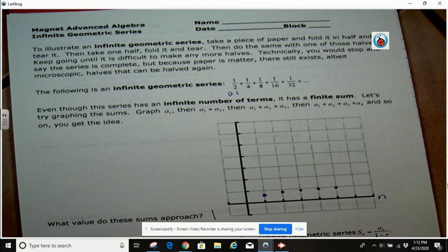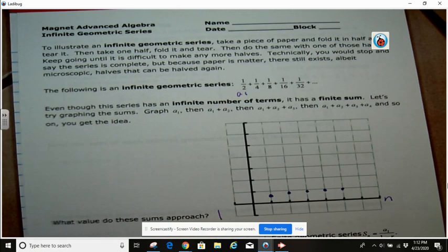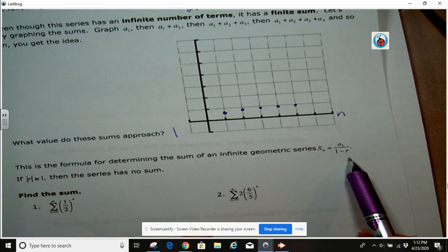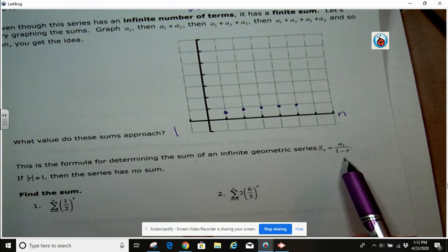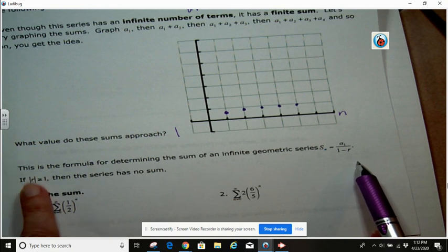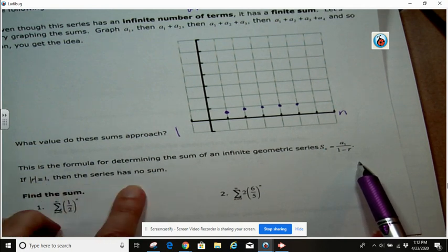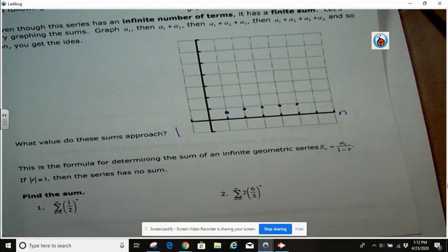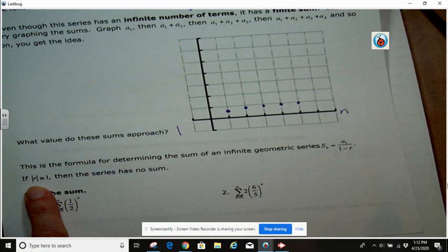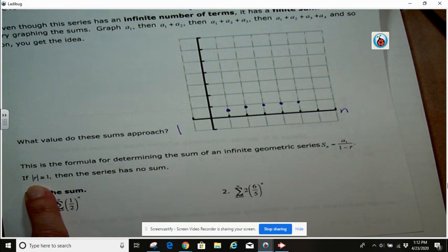So we have a different formula if it's infinite. It's S sub n equals a sub 1 over 1 minus r, the simplest of all the formulas. The catch is that if the absolute value of the common ratio is greater than or equal to 1, then the series has no sum because it just keeps getting bigger and bigger and bigger. That would mean, let's say you're multiplying by 3 each time, the series is just going to keep getting bigger and bigger and bigger.